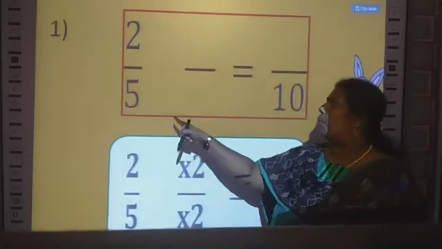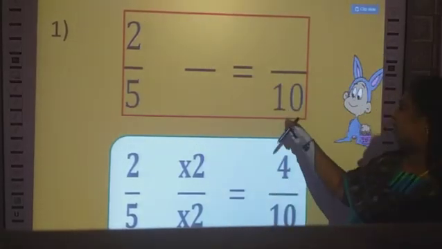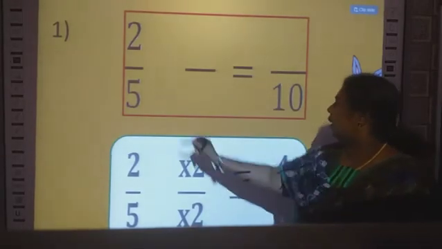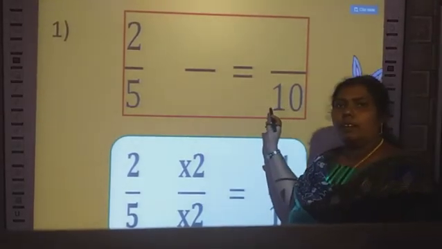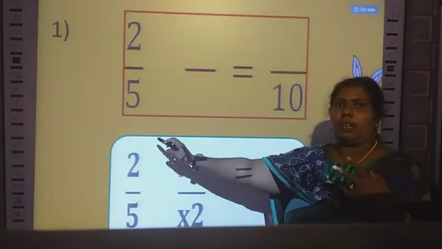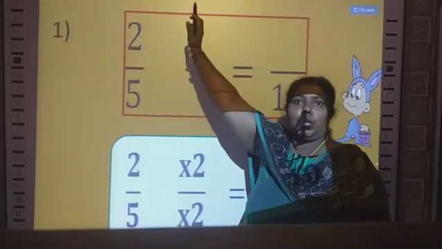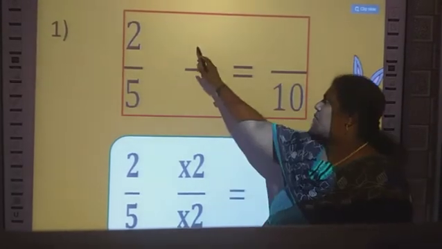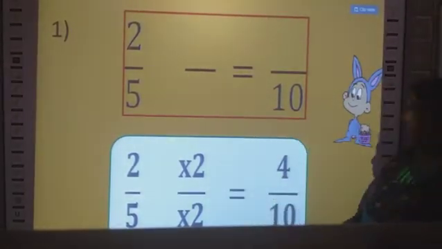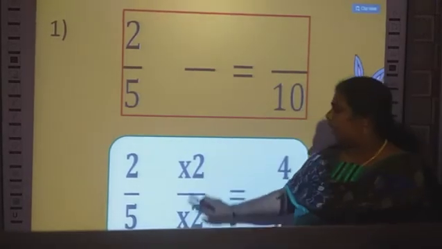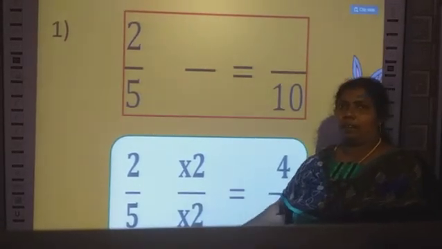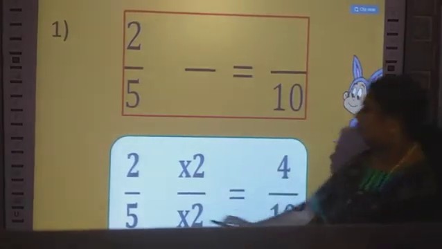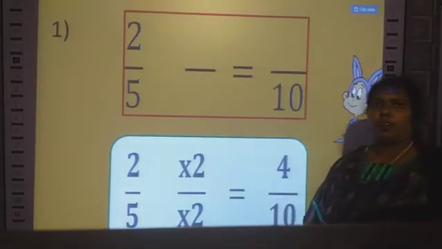See the first question. 2 by 5 equal to dash by 10. So denominator 10 is there. So which number will it be? Here we can check, 5 how many times 10? 2 times. So we are using the second table. If you are using the second table for the denominator, for the numerator also you have to use the same table. That means 2 into 2, that means 4, right? 4 by 10. So numerator and denominator, the same number multiplied, right? Multiply by 2 in the numerator and the denominator. That's why 2 times 2 are 4, 5 times 2 are 10. Understand?